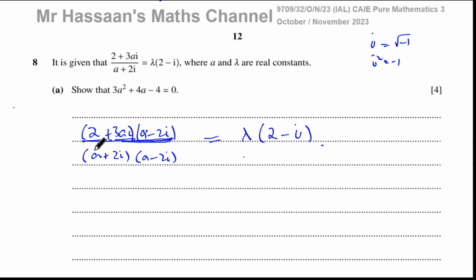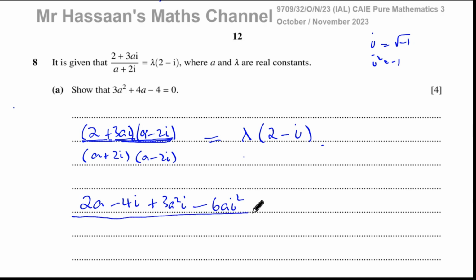Okay, so if I expand the numerator, I have 2 times a, which is 2a. And 2 times minus 2i, which is minus 4i. And 3ai times a, which is 3a squared i. And 3ai times minus 2i, so plus times minus is minus. 3 times 2 is 6, so you have minus 6a times i squared.